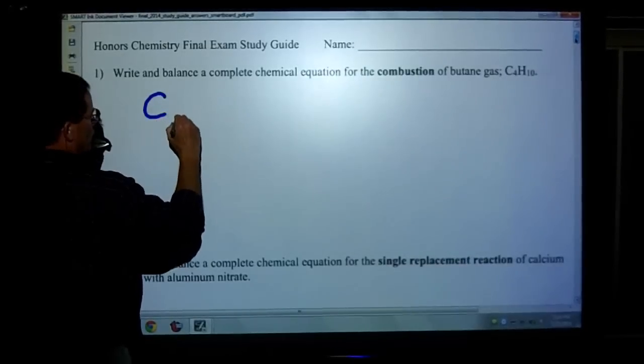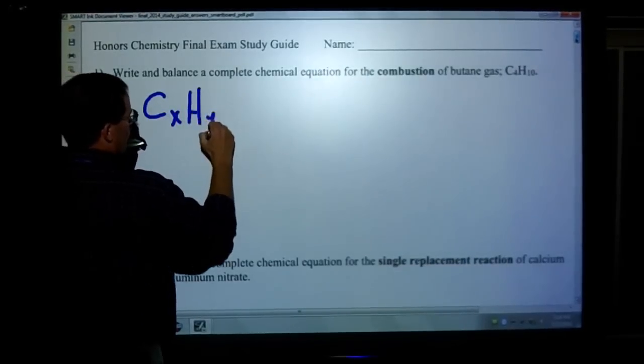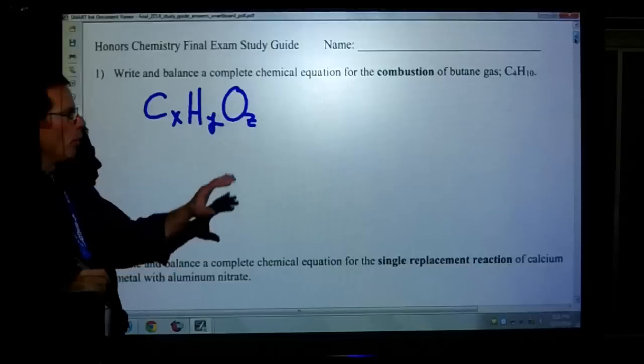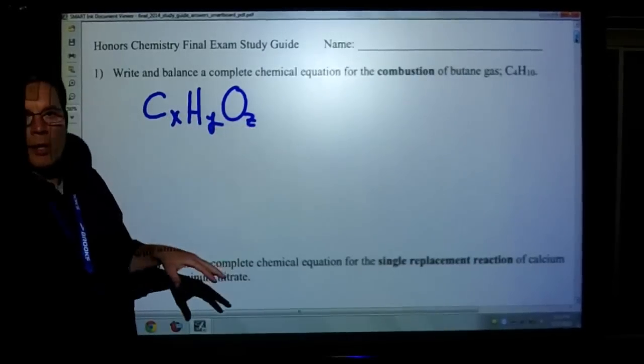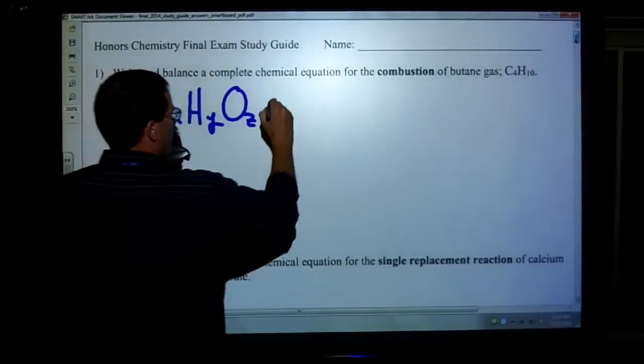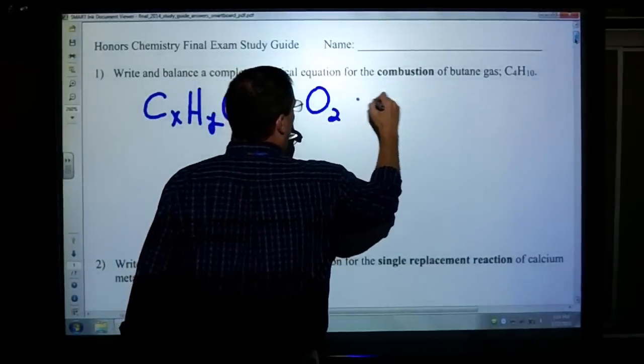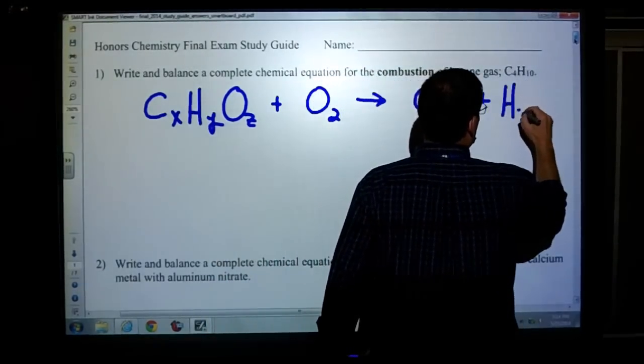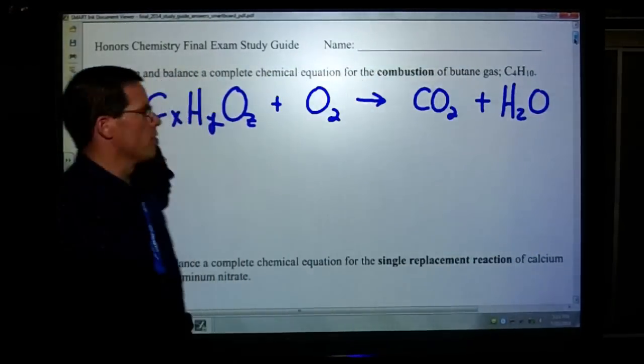A combustion reaction where you have carbon, hydrogen, sometimes oxygen. And again, what I'm doing is I'm putting just X, Y, and Z here because it's a generic equation. Reacting with oxygen will always form carbon dioxide and water. So make sure that you know that that represents a combustion reaction.